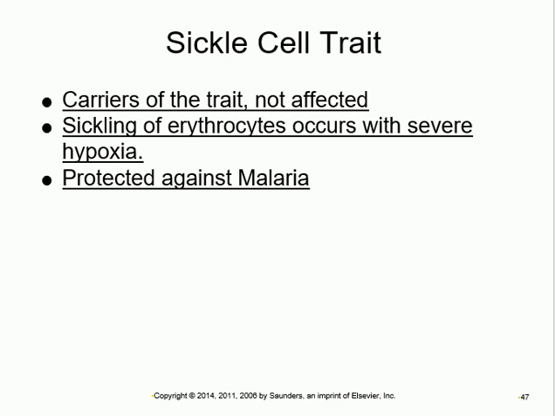Sickle cell trait, I just mentioned it, this is only a carrier. He's not affected. He's having one from a healthy parent and one from a sick parent. So this is a carrier, he's not sick. But the problem is he can start having the sickling in case of hypoxia, and they are protected against malaria for some unknown reason. Obviously, the cells are not good enough for malaria to invade.